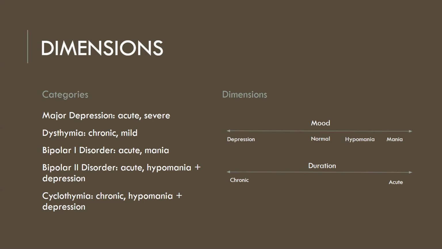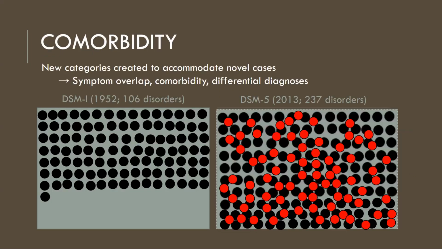You could even describe a healthy person using these dimensions. A healthy person would have normal mood, and that normal mood would be chronic in nature rather than just temporary. So dimensions can accommodate everybody, versus categories, which can only accommodate so many different types of people. Here I'm describing 5 types of people. On the previous slide, I noted that the DSM-5 describes 237 types of people.